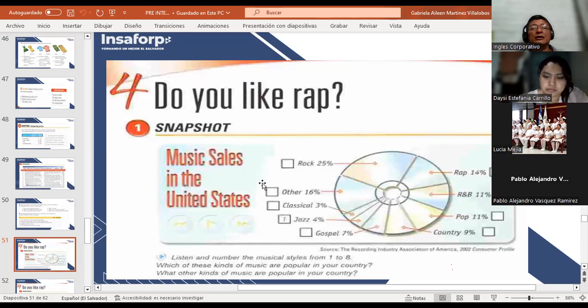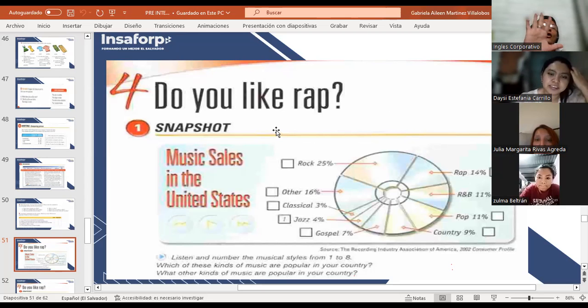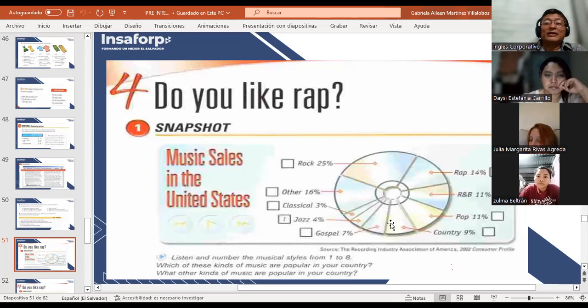Which of these kinds of music are popular in El Salvador? Pop. Rock. Reggaeton. But reggaeton and bachata are not here. Oh, sorry, in others. Okay, reggaeton, bachata, and all kinds of music. That is the popular music here in El Salvador, right? There's nothing we can do about it. People like that kind of music, and people listen to that.